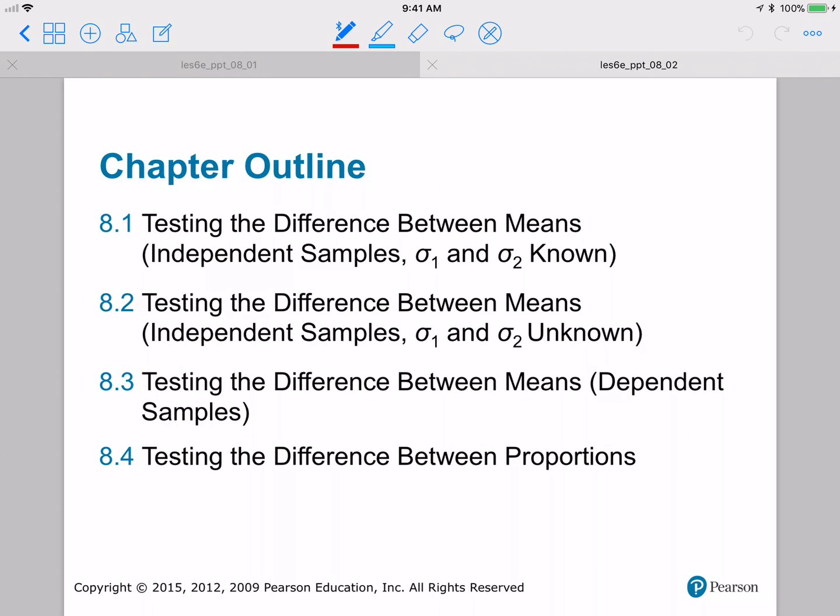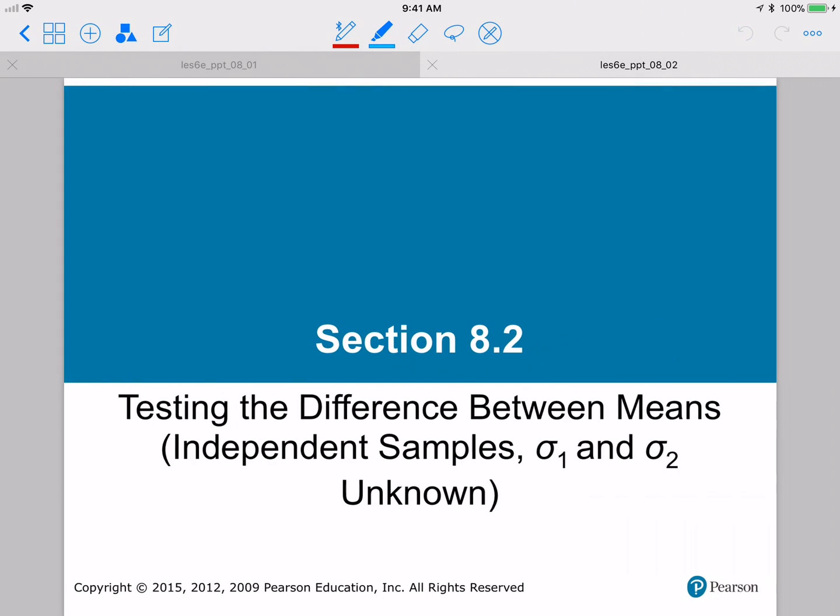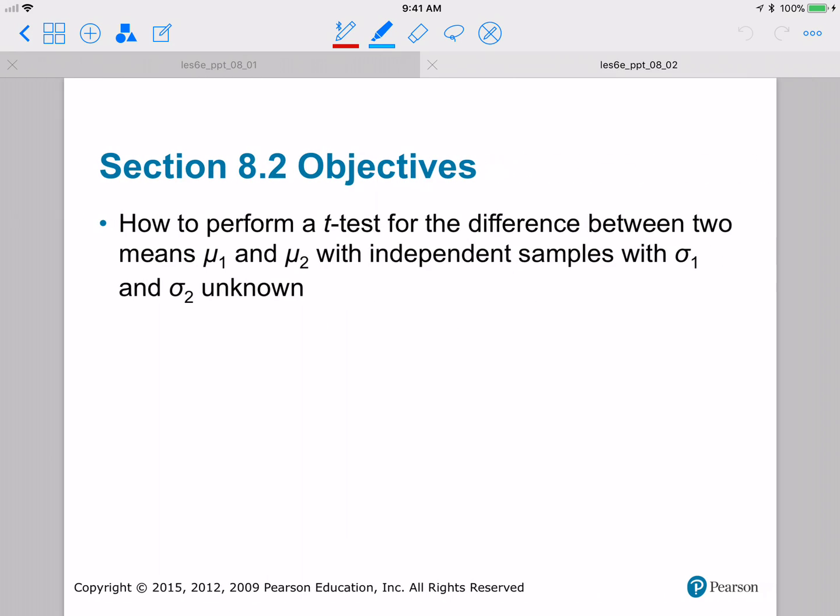Okay, hello, welcome. We are continuing with chapter 8, and we're now going to be doing section 2, which is testing the difference between means. But now we will assume that sigma 1 and sigma 2 are unknown. So we've got one objective, which is learning how to perform a t-test for the difference between two means with independent samples with sigma 1 and sigma 2 unknown.